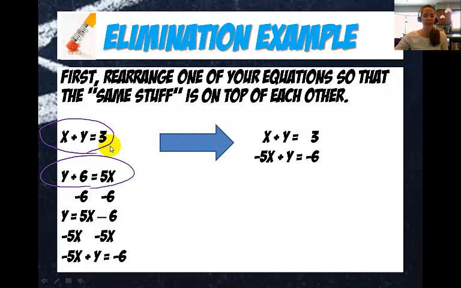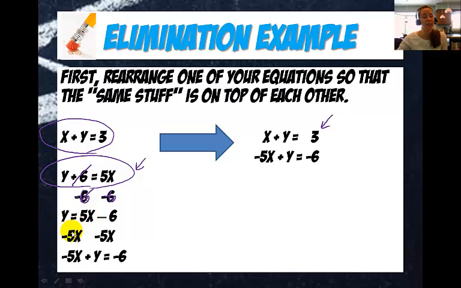I tend to like things in alphabetical order. I like to get my x's and then my y's and then my constants at the end after my equal sign. So I'm going to rearrange this one. The other one stays the same. But for this one, I'm going to take away 6 from both sides, canceling that out. That gets my y alone. And then I've got my 5 x's on the right side.